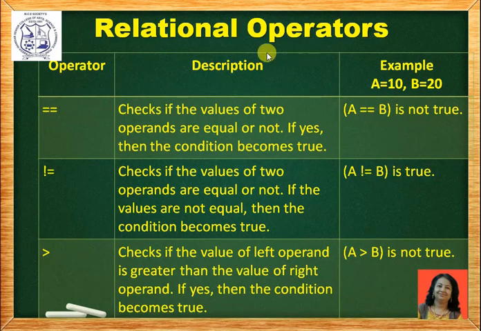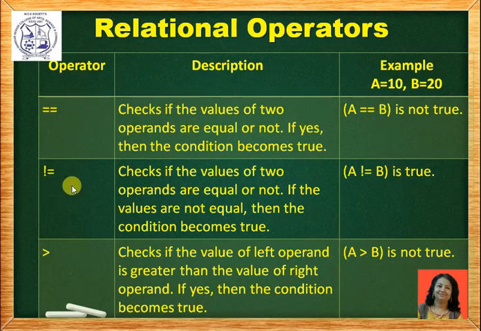Relational operators. These operators are normally used to compare values or to form conditions. The first operator is the comparison operator, called double equal to sign. This operator checks if the values of two operands are equal or not. If yes, then the condition becomes true. For example, if a equals 10 and b equals 20, then a equal to b is a false condition. This means the result of relational operators is always Boolean, true or false.